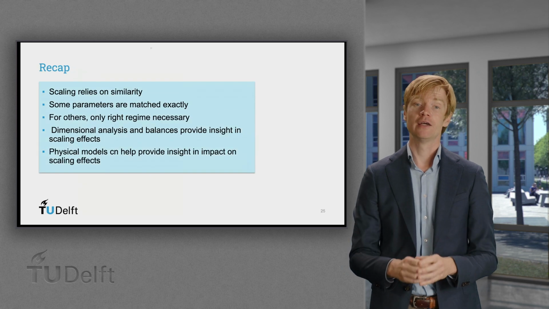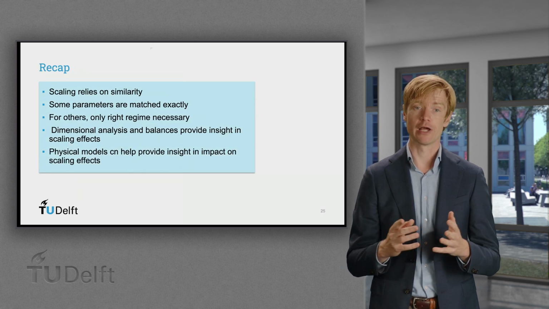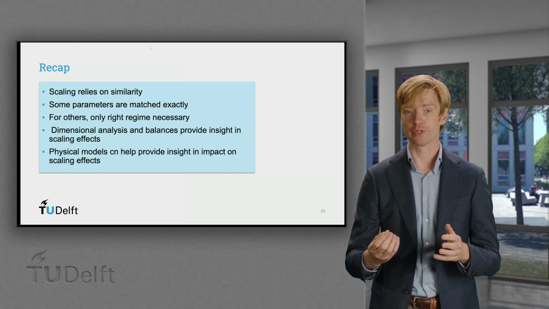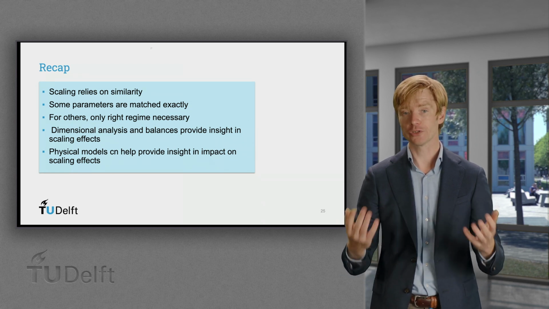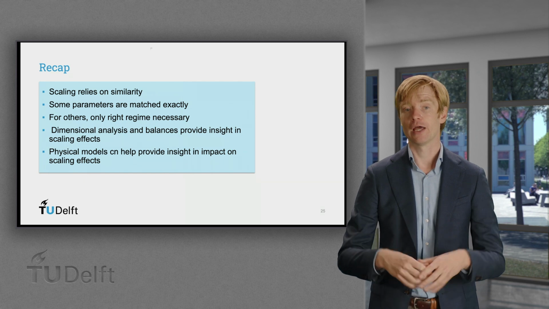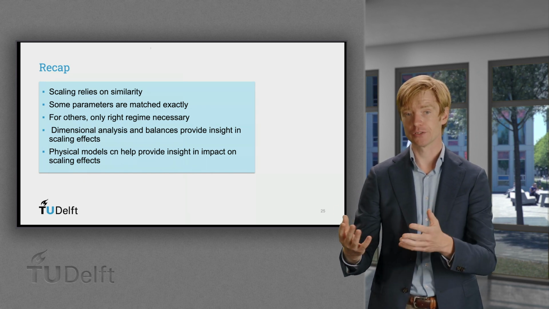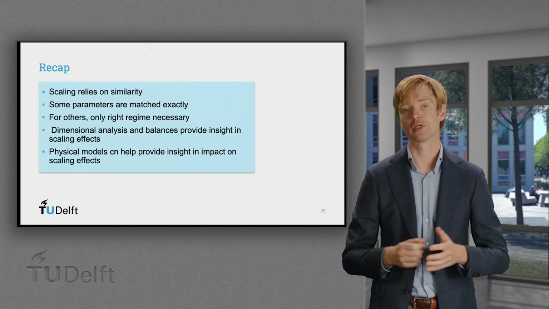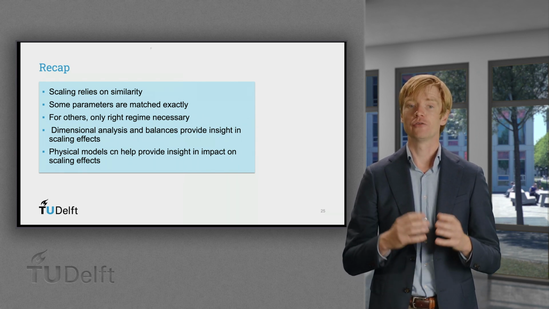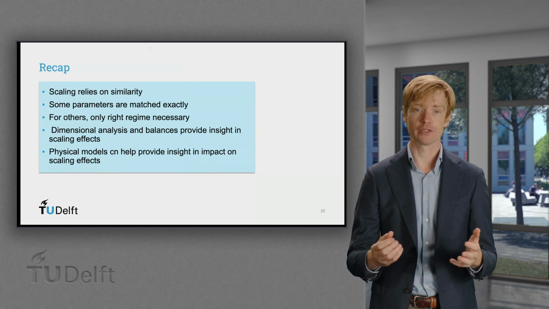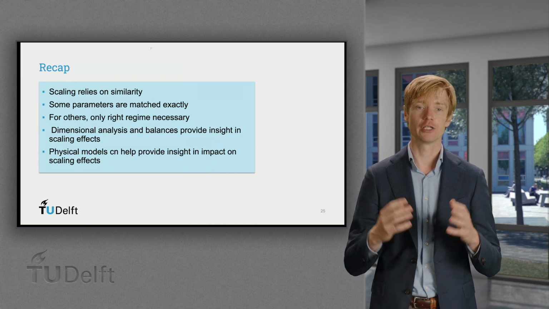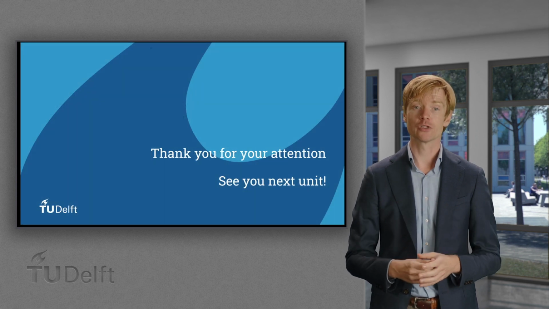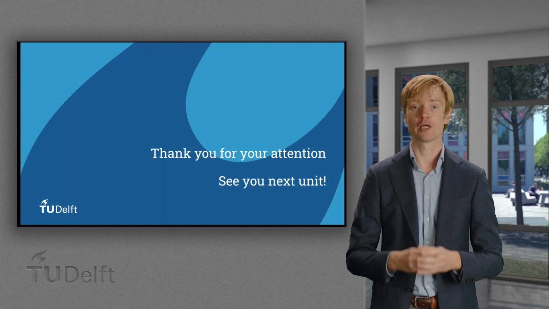To recap, scaling relies on similarity. When moving between scales, some parameters need to be matched exactly, while for others you just need to be in the right regime. And dimensional analysis and balances with their respective timescales provide insight in what to keep similar. Finally, physical models based on balances can help provide insights in the impact of scaling effects. In the coming videos, we will explore these techniques in more detail.